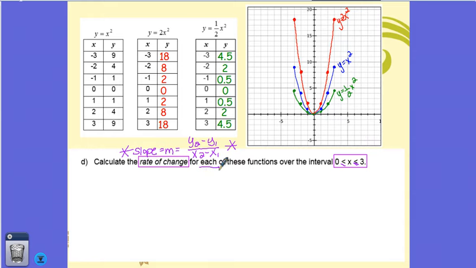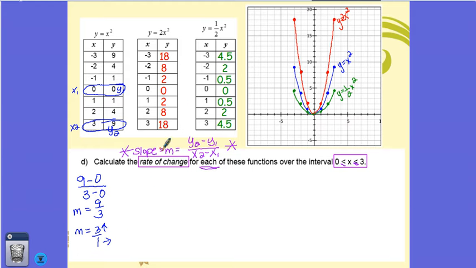It wants us to calculate the slope for each one, so let's start with the parent function from 0 until 3. So this would be our x1, y1 value, and these would be our x2, y2 values. So if I plug into the formula, y2 is 9 minus y1 is 0 over x2, which is 3, minus x1, which is 0. So I end up with an m value of 9 over 3, or 3 over 1. This would be my rate of change. It increases 3 units for every 1 unit over.